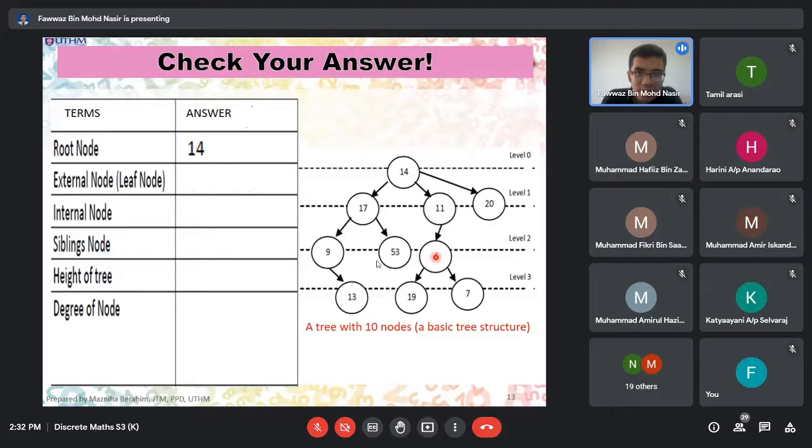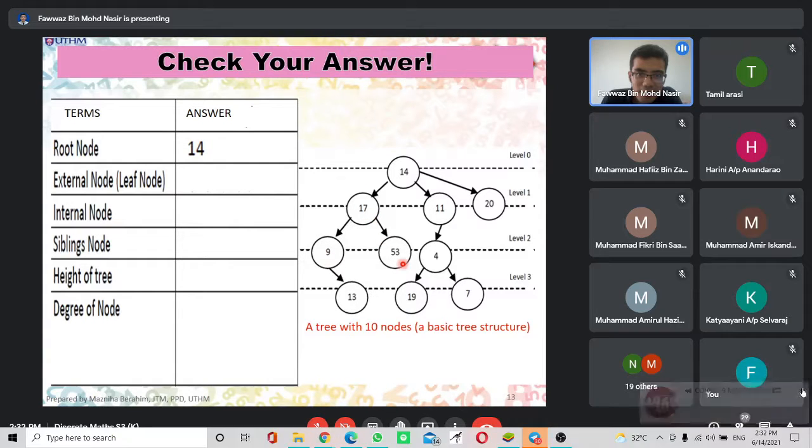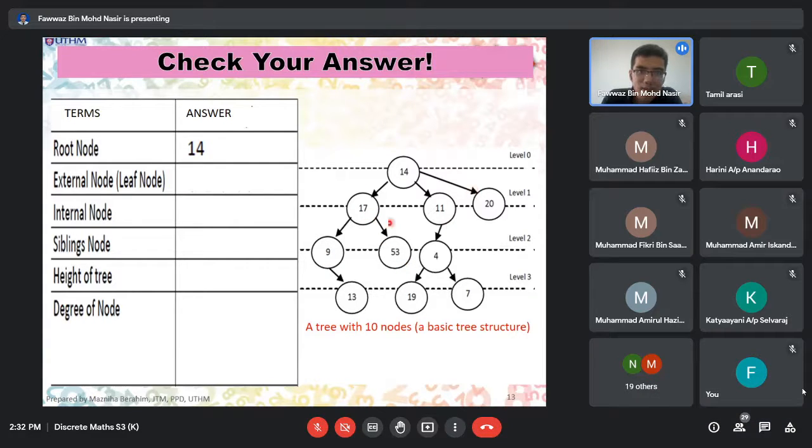Okay, the children nodes adalah node yang ada parent. Kita just refer kepada node-node yang ada parent. Okay, so kita tengok macam the children of node 9 adalah 13. Okay, the children of node 4 is 19 and 7. Okay, the children of node 17 is 9 and 53 and so on. Okay, so just tengok mana-mana node yang ada parent, dia adalah children node.